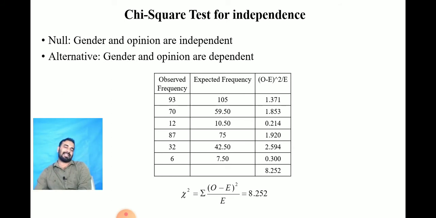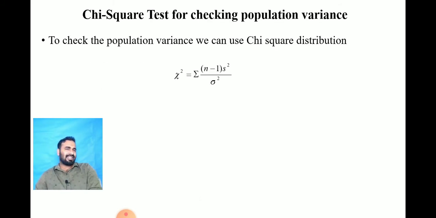So finding the expected frequency in the goodness of fit test and the independence test is different. The degrees of freedom values are also different. All other things will be the same. And the third use, I am not going to discuss this test.